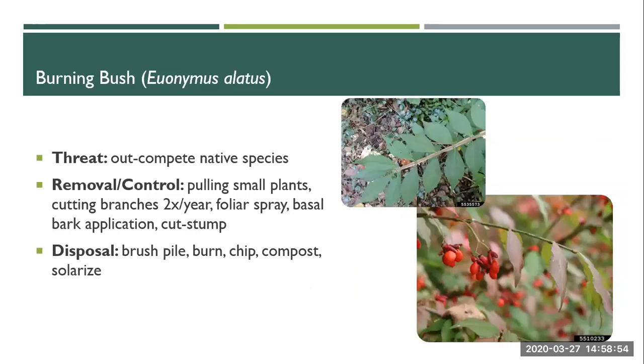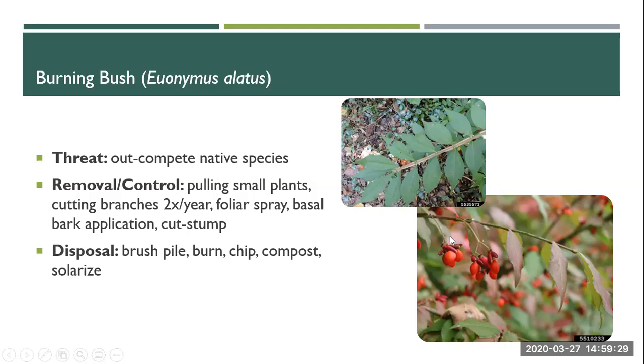So they're a threat because they outcompete native species, especially in forest habitat. So it's important to remove them. Pulling small plants is an effective way. You can also cut branches twice a year for a number of years on larger plants to prevent it from going into seed. You can also do foliar sprays, basal bark applications, or cut stump herbicide treatments.